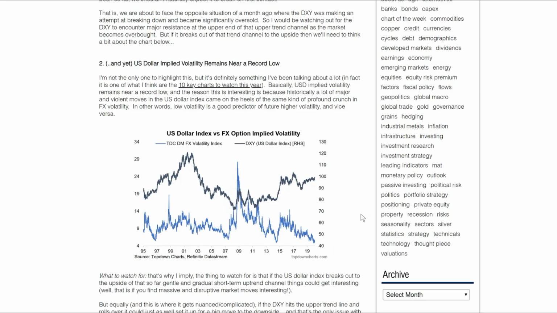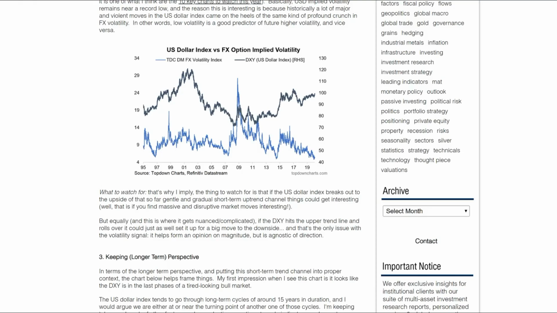So it's quite an interesting chart really. In terms of what to watch for, I might be repeating myself, but the thing to watch for is that if the US dollar index breaks out to the upside of that so far gentle and gradual uptrend channel, things could get interesting. That is, if you find massive and disruptive market moves interesting, which surely some of us do. But equally, and this is where it gets nuanced or complicated, if the DXY hits the upper trend line and rolls over, it could just as well set up a big move to the downside.